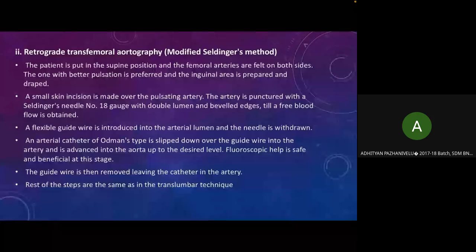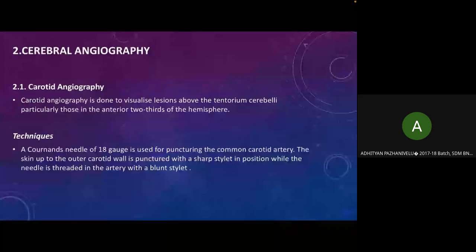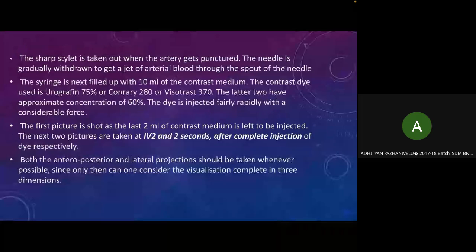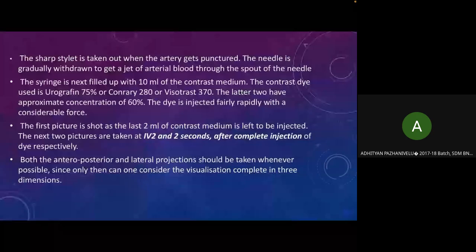Then we have cerebral angiography. This can be done by carotid or vertebral way. For carotid, as we know, we use very less amount of contrast, that can be Urografin or Omnipaque or Visotrast. This is the internal carotid artery diagram which we have, and this is how it looks on a diagram. And then we have the vertebral angiography, where we use more than the carotid angiography.